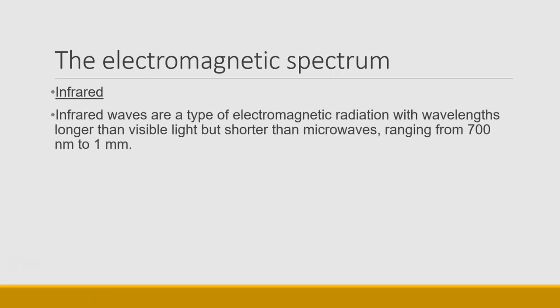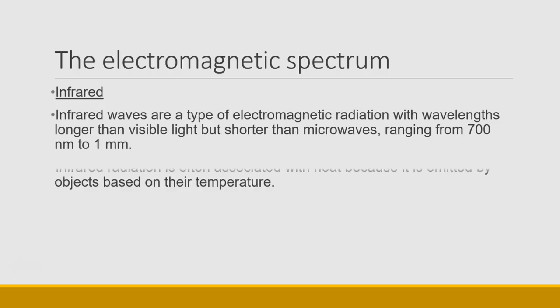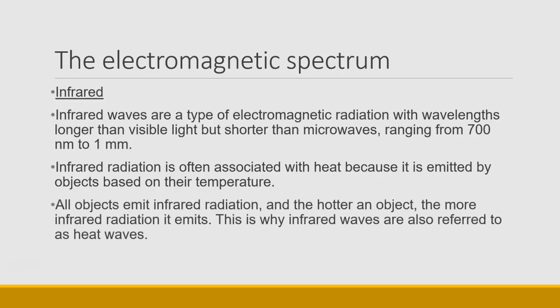Infrared is a type of electromagnetic radiation that has longer wavelengths than visible light, but shorter wavelengths than microwaves. It's often associated with heat because infrared radiation is always emitted by objects based on their temperature. So when you're feeling heat coming off something, you are feeling infrared radiation. All objects emit infrared radiation, and the hotter the object is, the more infrared radiation it emits. And that's why infrared waves are also called heat waves.